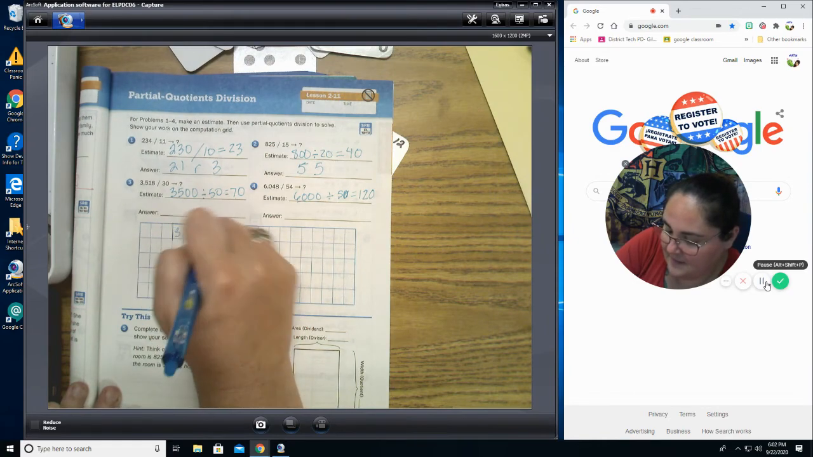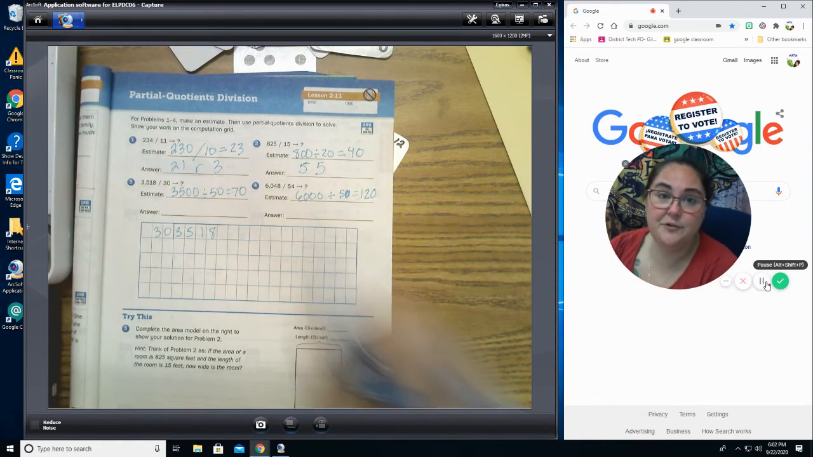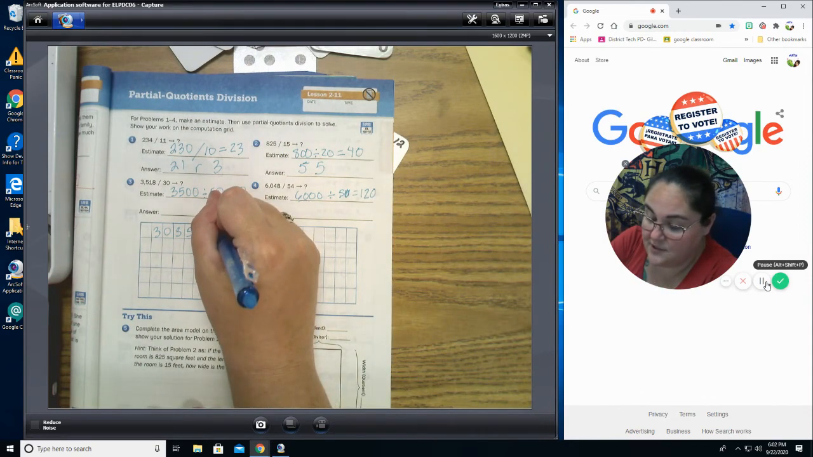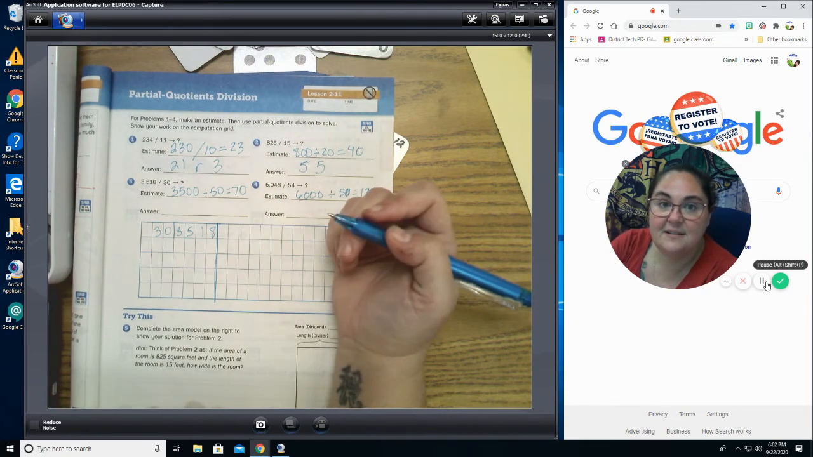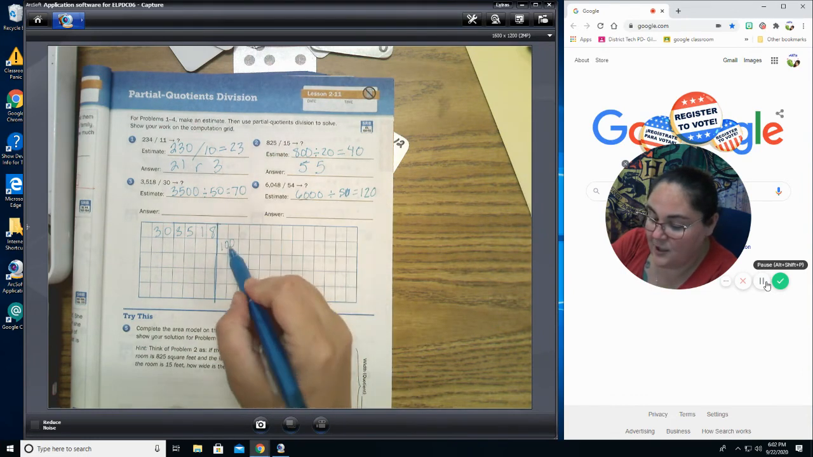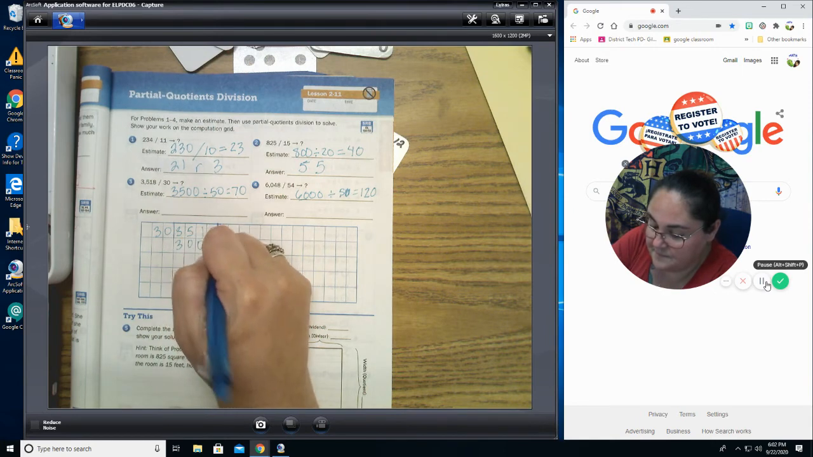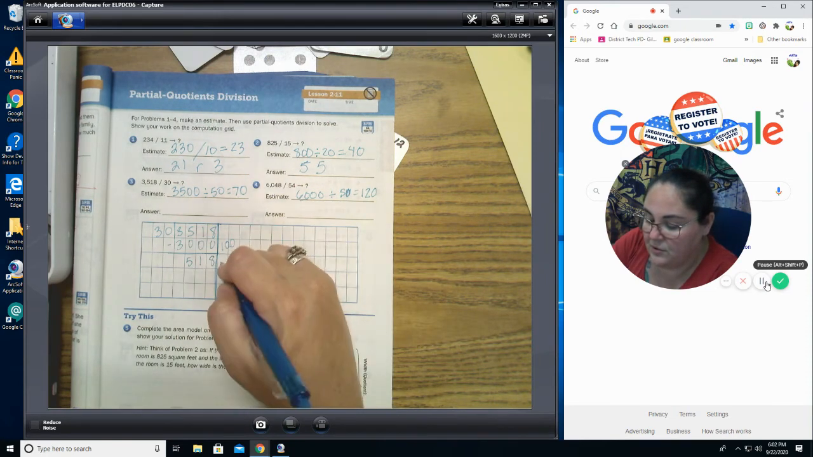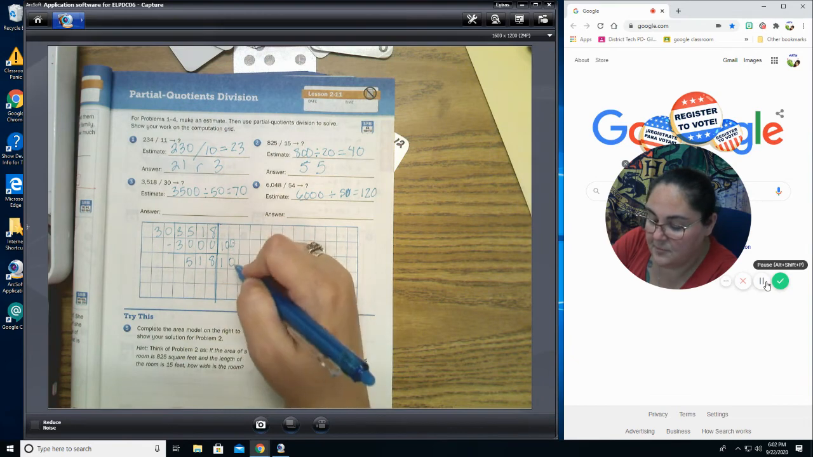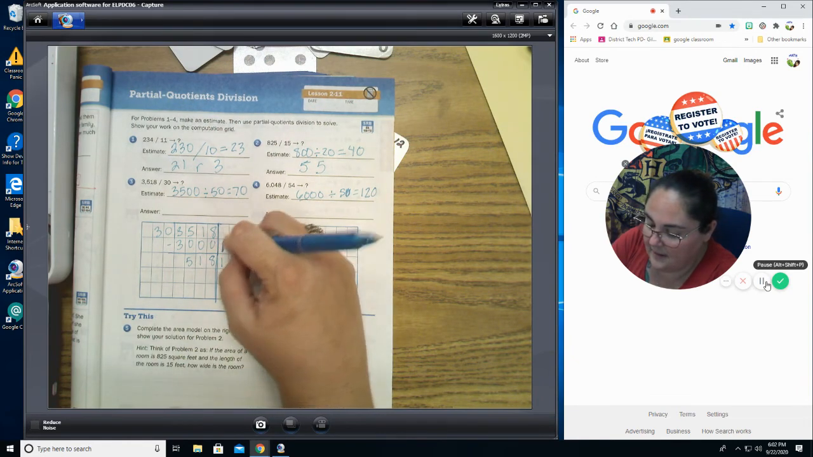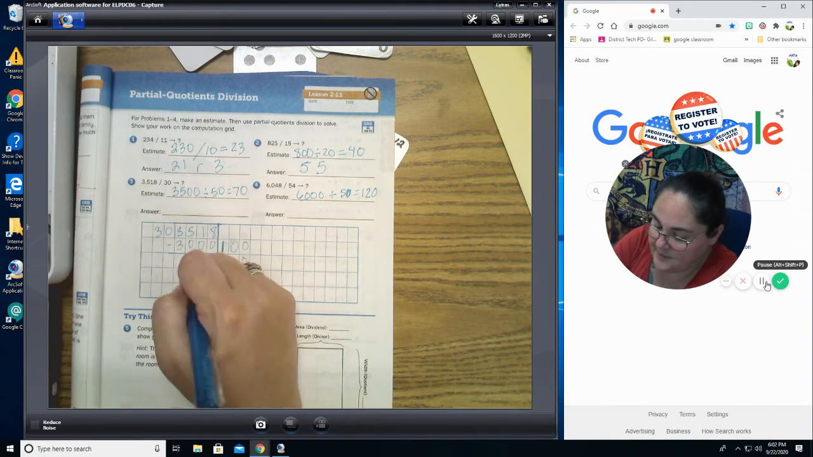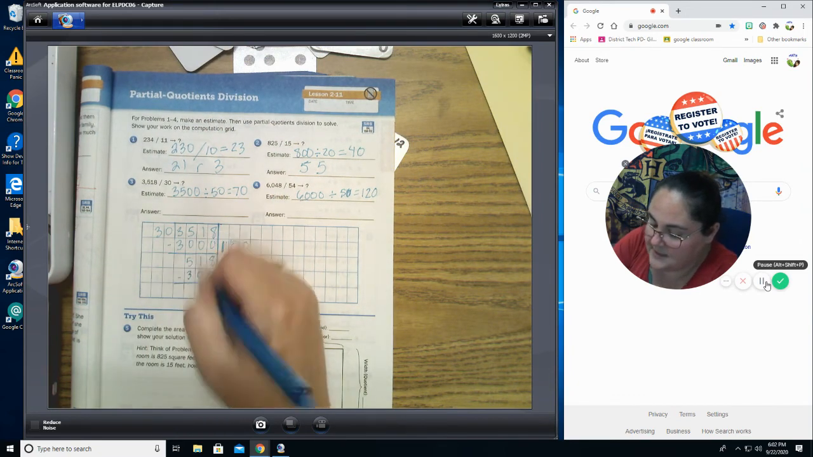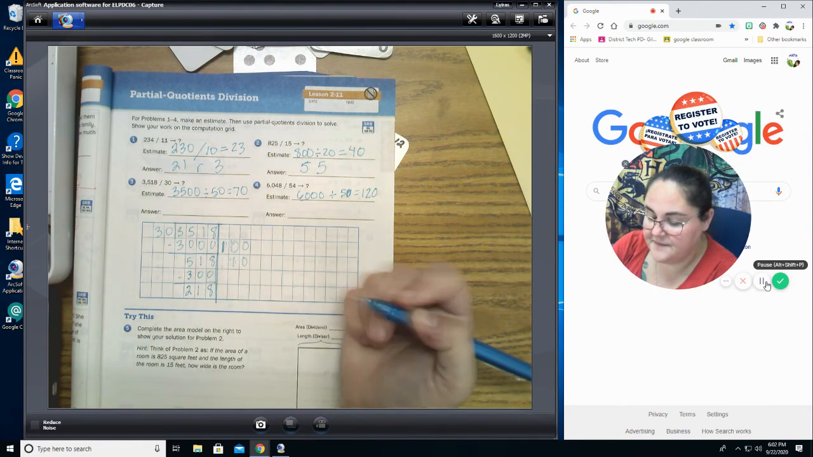3,518 divided by 30. I'm going to do traditional because I like traditional better, so that's something that I can do. But for this process, I'm going to show you how I would do partial quotients. I would start with 100 because I know 100 times 30 is 3,000. 518 left. I then would do 10 because I know, and I wrote this out, but I didn't put it in the right columns. So if this is 100 and then this is 10, 10 times 3 is 300. Subtract, and now I get 218 left.